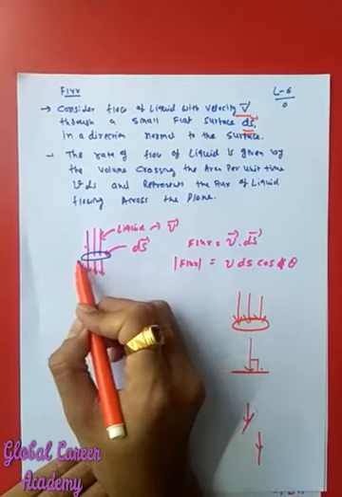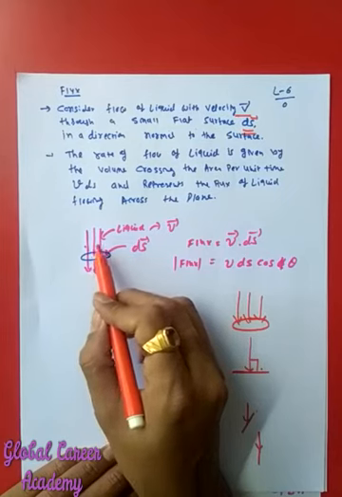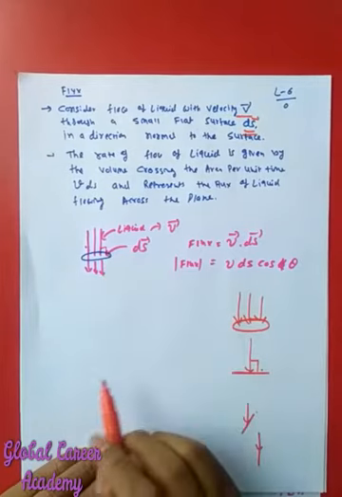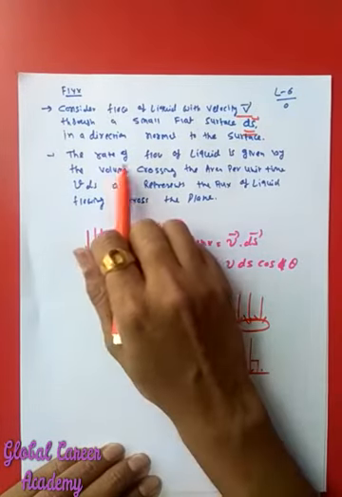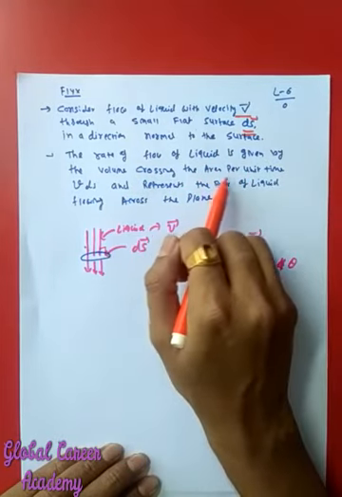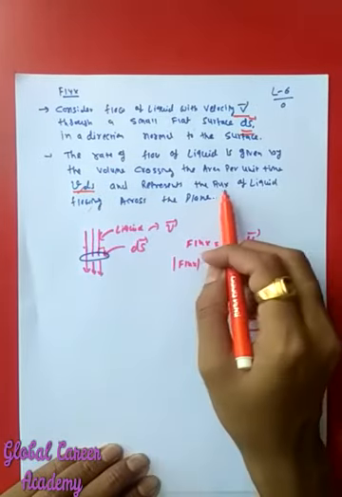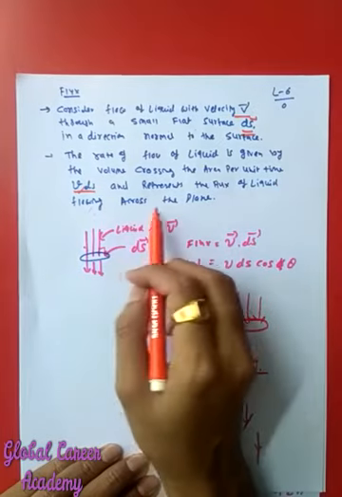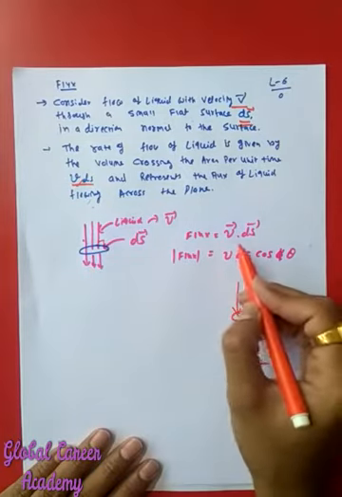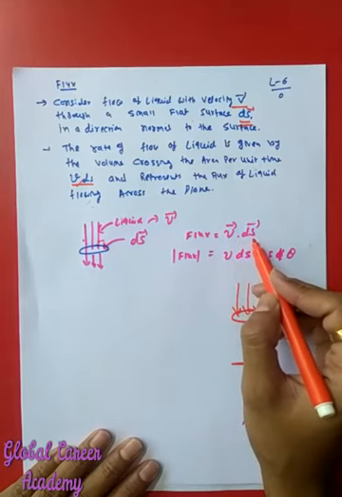Let us consider that we have this blue thing, which is an area element, and it is normal to the flow of liquid. The angle it makes with the direction of the liquid is 90 degrees. The rate of flow of liquid is given by the volume crossing the area per unit time, v ds, and it represents the flux of liquid flowing across the plane. So flux can be given as the dot product of two vectors: one is the velocity and another is the area element.